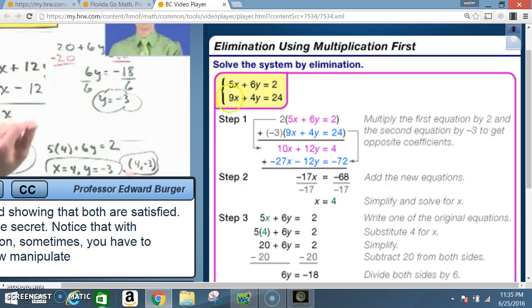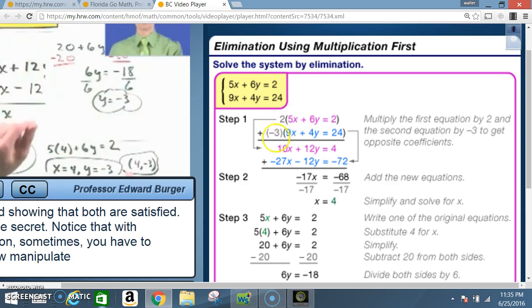But notice if I did that, I'm working with awfully big numbers. That's why we're going to work with the y instead of the x's in this case. Sometimes x is easier, sometimes y is easier. In this case, y, we're working with smaller numbers. So once again, the top equation, we're going to multiply by 2. And the bottom equation, we're going to multiply by a negative 3. All right, let's go through it.